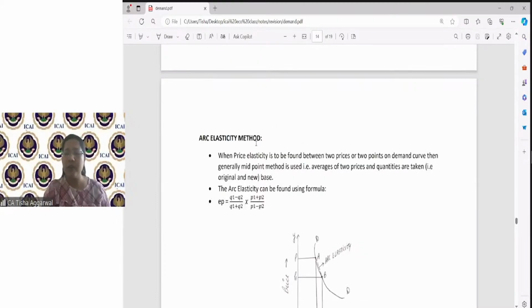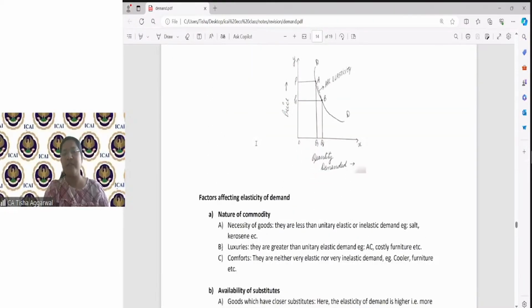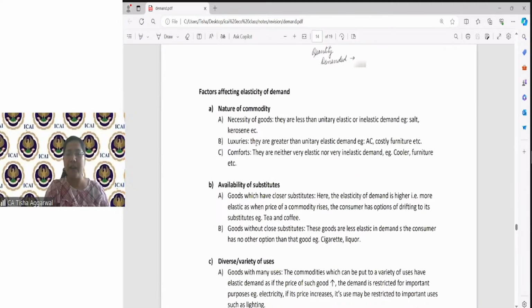The next one, we're going to talk about the factors affecting the elasticity of demand. Now, first, let's talk about the nature of commodity. I'll just speak the word and I expect you people to give a reply to me. If a particular thing is very much necessary to me, that means something without which my life cannot be sustained, that is a necessity good.